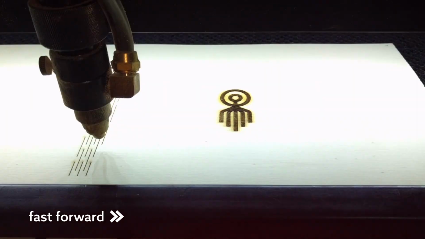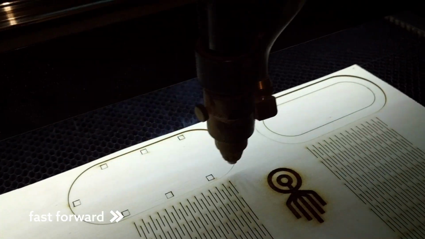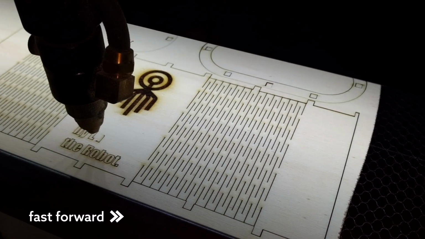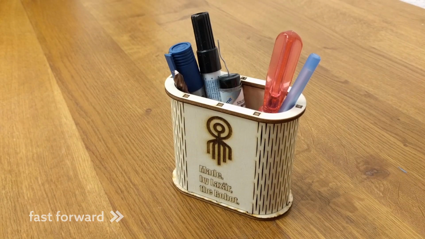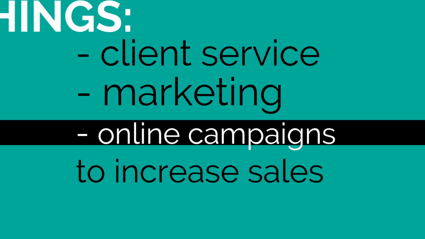You are now seeing a laser cutting machine in action, producing a pin holder. Lazăr, a software robot built by Aggranda, placed this order and started the cutting machine. Every month, Lazăr is personalizing hundreds of objects with the help of the laser cutting machine. The team is now focusing on the important things: client service, marketing, and online campaigns to increase sales.